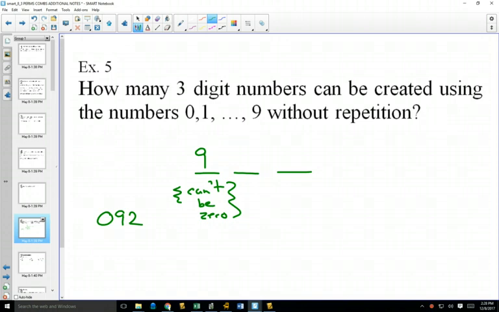And now 0 can be put back in, but we're not allowed to repeat. So how many choices do we have for this one? 9 again. Because one of the 10 digits has been used up, but 0 goes back in, so you have 9, and then 8. Multiply these together, 648 total possibilities.